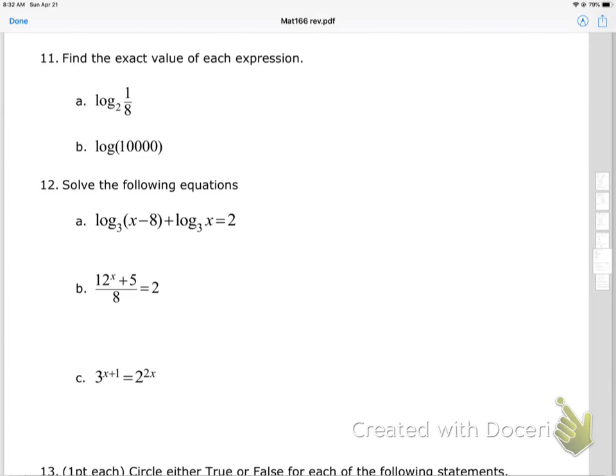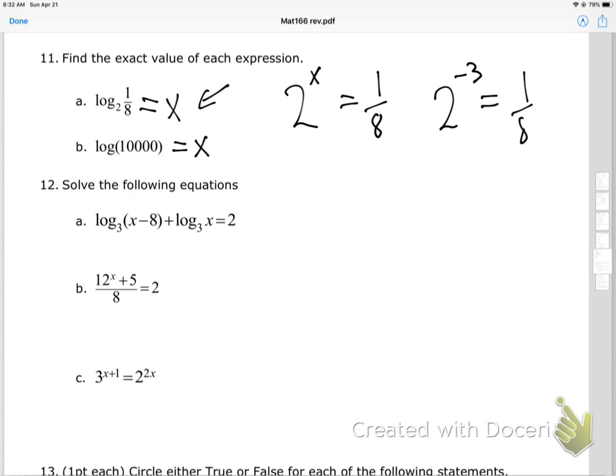Okay, so some logs. We're going to find the value. If I change this to exponential form, it's 2 to what exponent will give me 1/8? Well, remember, hopefully you know this, this is -3, because 2 to the -3 is 1 over 2 to the +3, which will give you that 1/8.